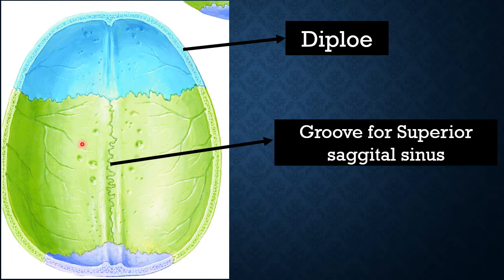Next, inside the skull cap there is a groove exactly at the midline. What is that groove? They may mark this groove and ask you to identify it. It is the groove for the superior sagittal sinus. The superior sagittal sinus is an unpaired dural venous sinus, that you can write.